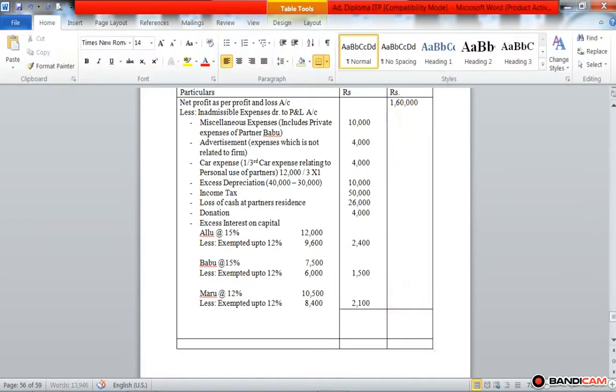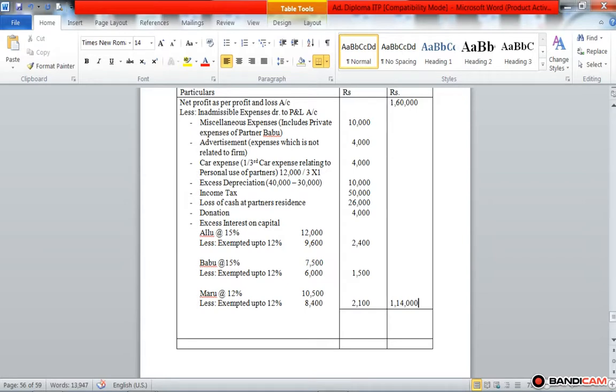So here total is equal to 10,000 plus 8,000, that is 4,000 plus 4,000, plus 50,000 plus 10,000 plus 26,000 plus 4,000 plus 2,400 plus 1,500 plus 2,100. So total is 1,14,000.